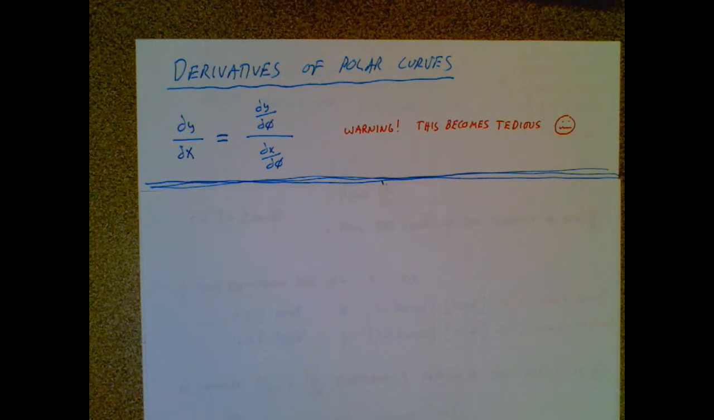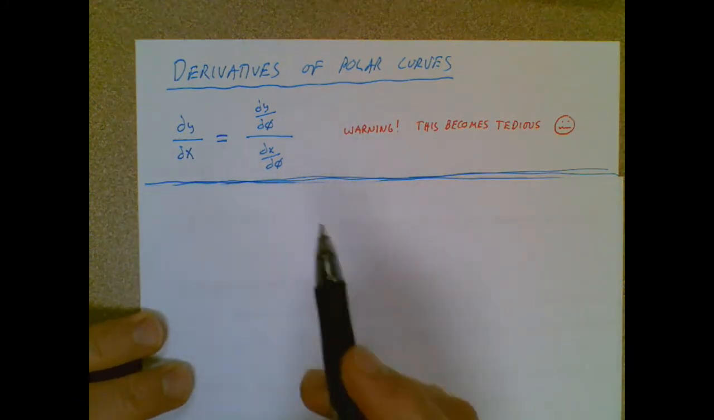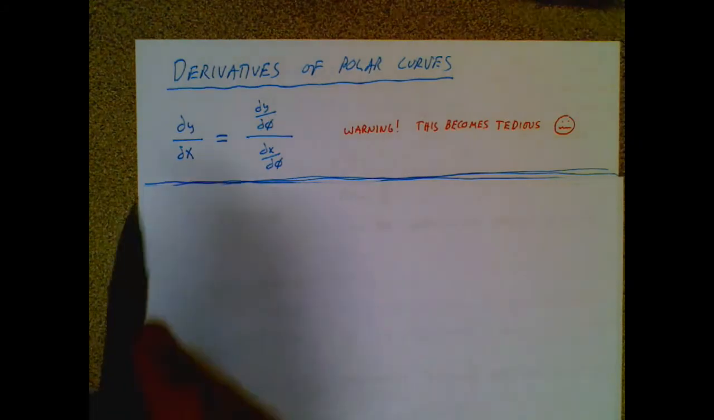I am the bearer of bad news. This becomes tedious, and I'm of the belief, although I've never officially read this, that there's certain sections of the AP test, a few questions here and there, that test the student's ability to plow through tedious details. Sometimes in the AB section, that ends up being some very tedious arithmetic. I have a feeling if that's one of their stated goals, it happens on derivatives of polar curves.